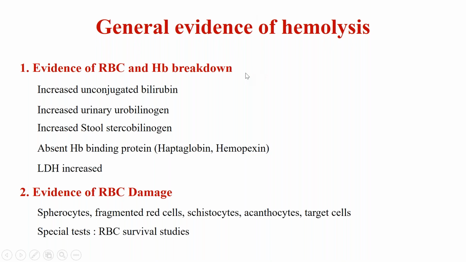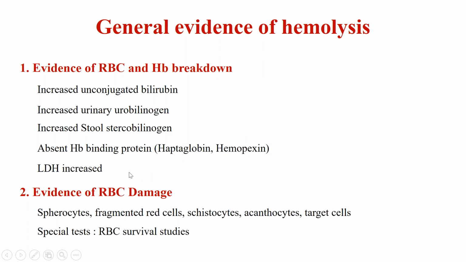Okay. So how do we diagnose this? We diagnose this through the evidence that there is RBC breakdown, destruction, hemoglobin destruction. So there is an increase in the unconjugated bilirubin, urinary urobilinogen, stool stercobilinogen, LDH is also increased, and there are various hemoglobin binding proteins in the serum, in the blood. Whenever there is excessive free hemoglobin, those proteins' concentration becomes less because they all get occupied while being bound to hemoglobin. Free proteins are less, that is haptoglobin, hemopexin. So these tests are also available in the private labs nowadays, which give us a clue.